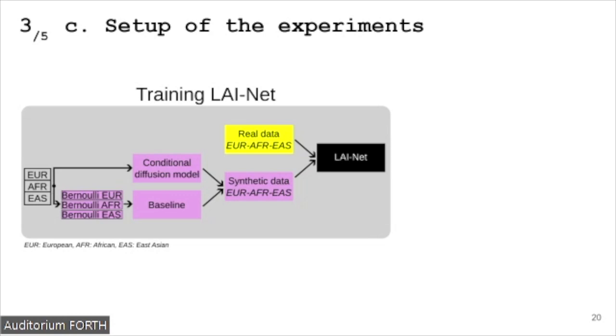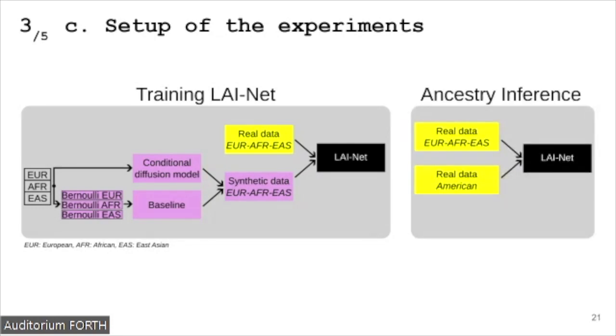And so we train multiple Linets: a Linet on the real data and two Linets for both synthetic datasets. And then once these models are trained, we can do ancestry inference and use the held out test set that is composed of these three source populations, and also another test set from the real data, which is composed of American samples, because these are already admixed.